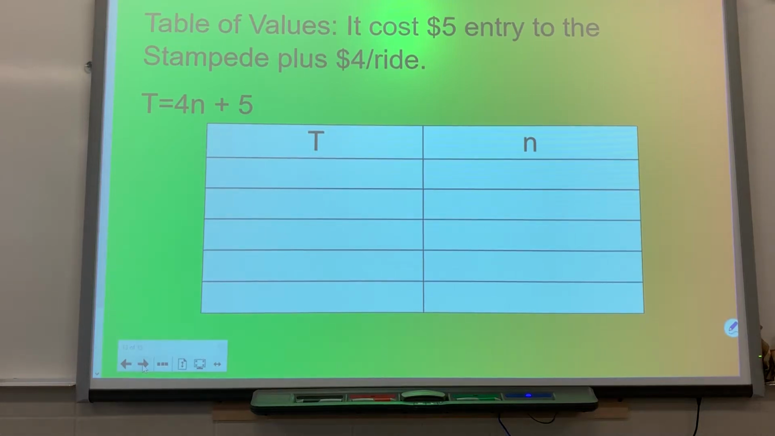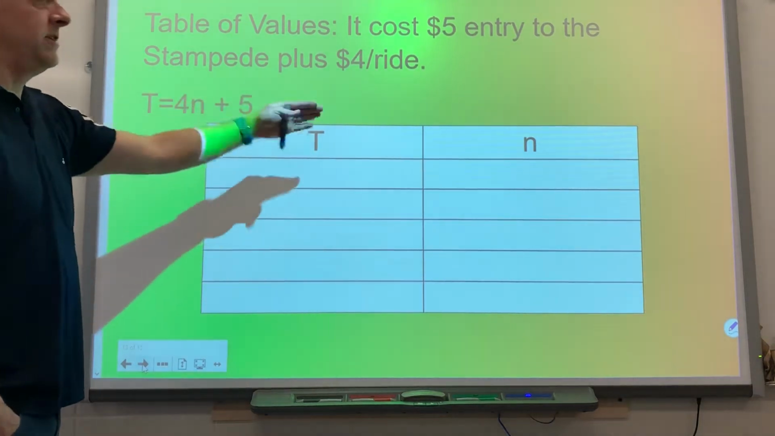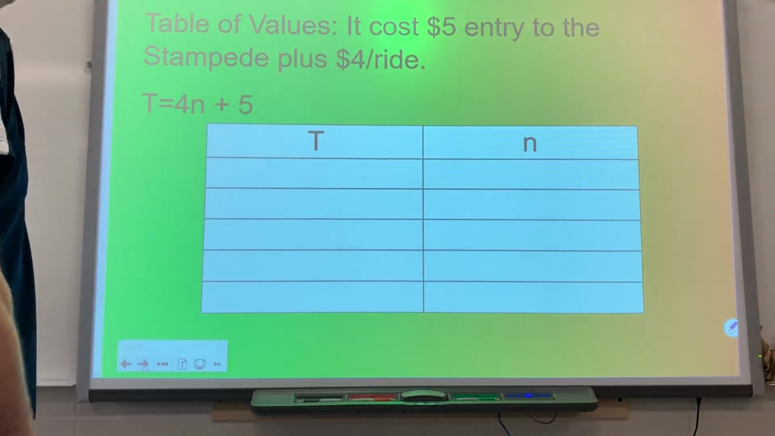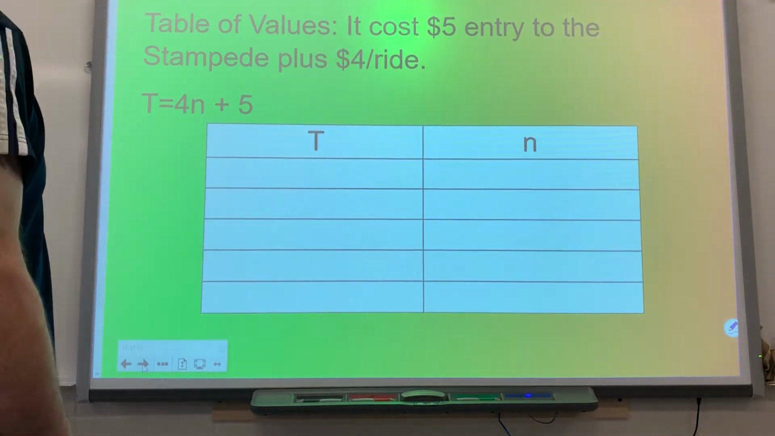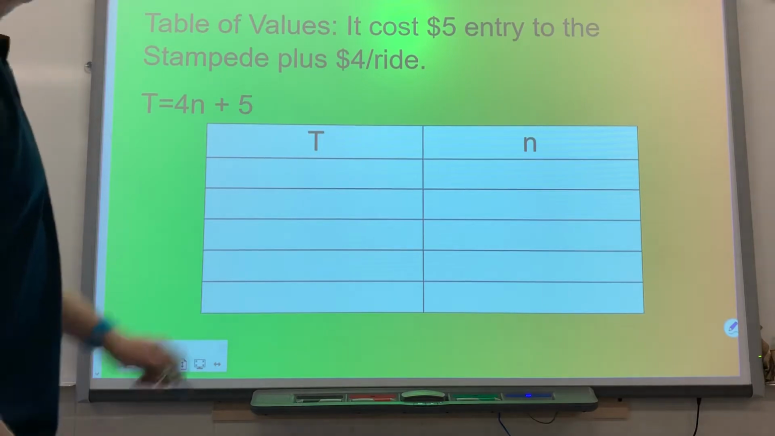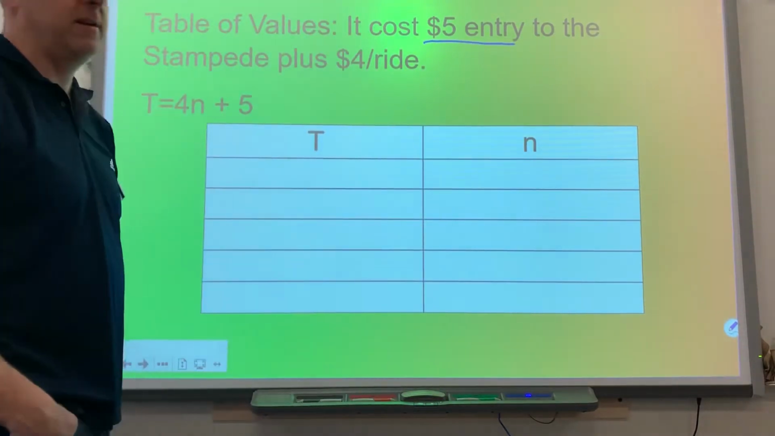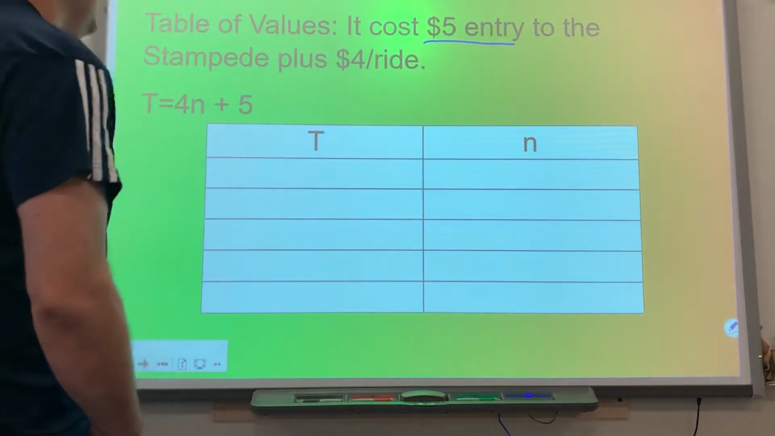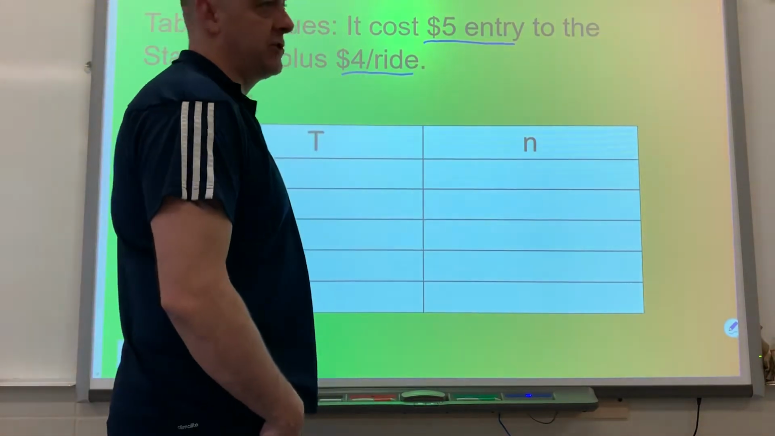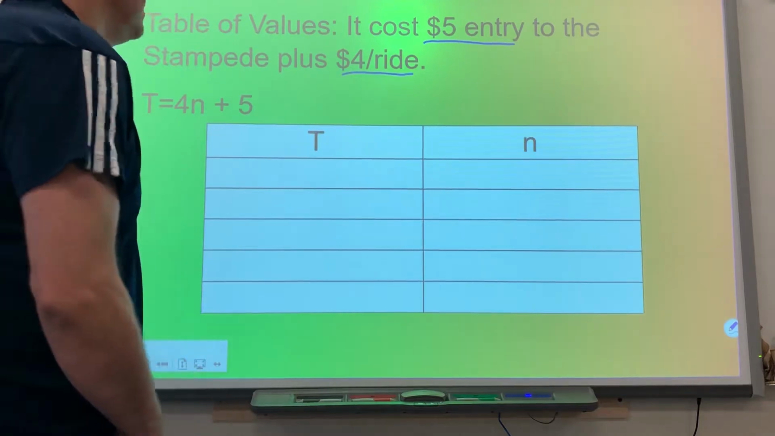This is an example of how you would make an equation in order to create a table of values for certain values. In this case, say it cost $5 to get into the Ponoka Stampede, and we can put any value; this is just an easy number to work with. And it was $4 a ride if they started charging us to get to the rides.